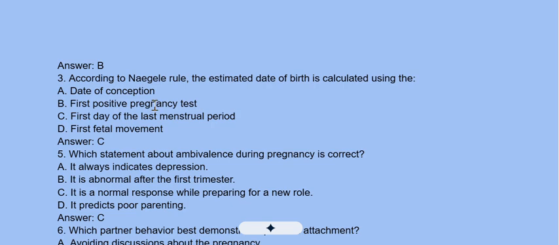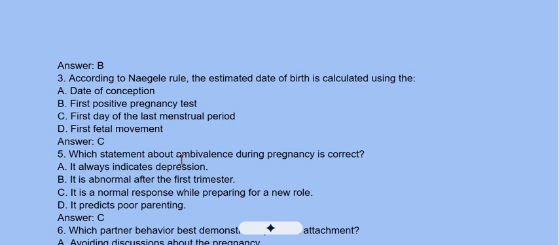3. According to Naegele rule, the estimated date of birth is calculated using the: A. Date of conception. B. First positive pregnancy test. C. First day of the last menstrual period. D. First fetal movement. Answer C.